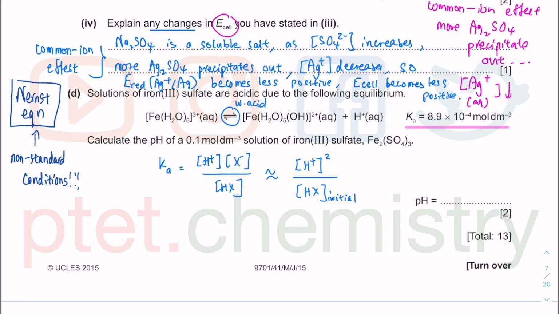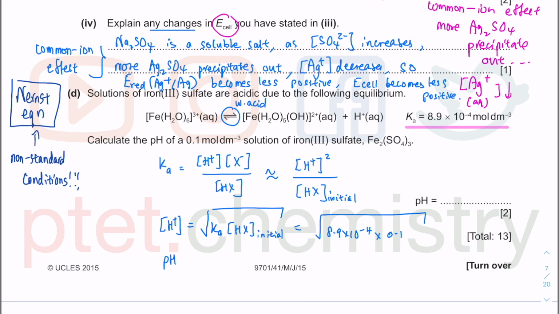So what we have there really is we want the pH. So I can work out H plus is going to be the square root of Ka multiplied by HX initial there. So subbing in the value, 8.9 times 10 to the minus 4 times the initial concentration, which is 0.1 mole per dm cube. Don't forget to square root your final answer. So when I square root my final answer, I get 9.43398 times 10 to the minus 3.